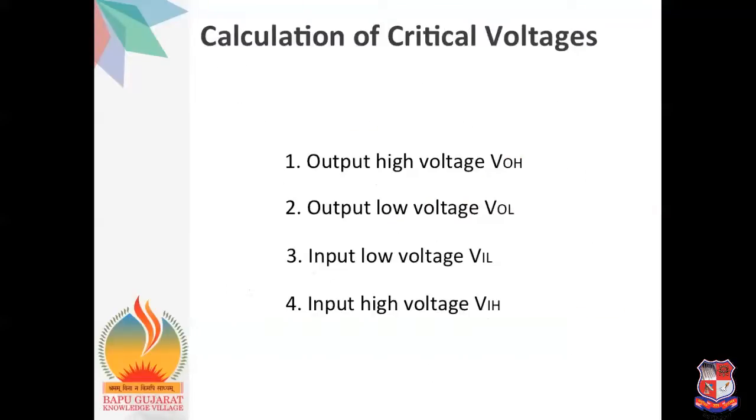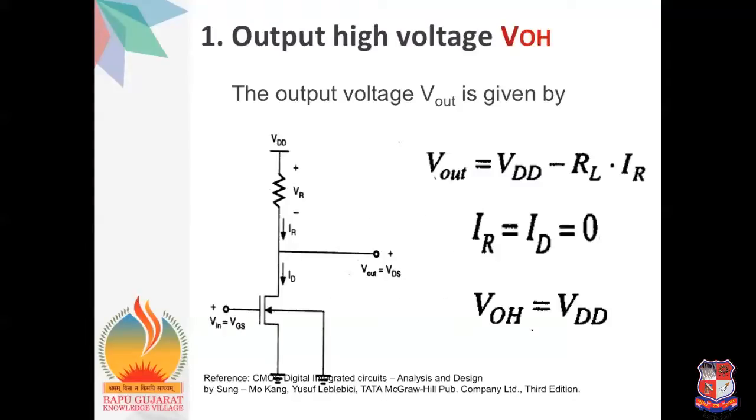Now let's calculate the critical voltage points for the resistive load inverter circuit. That is the output high voltage VOH, output low voltage VOL, input low voltage VIL, and input high voltage VIH. So let's start with the output high voltage VOH. To find VOH, we consider Vout, that is the voltage between the drain and the source terminal, the VDS.